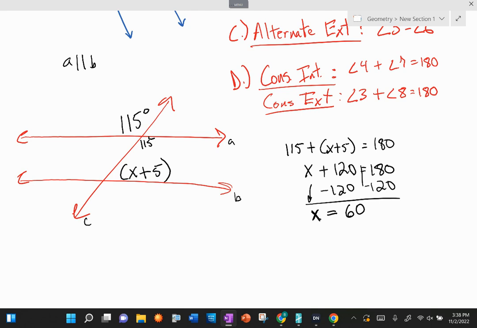Okay, so your homework has 2 questions. It has 7 questions regarding these parallel transversals. And then it has 3 questions working on angle addition postulate. Okay, because we need to continue to work on that.